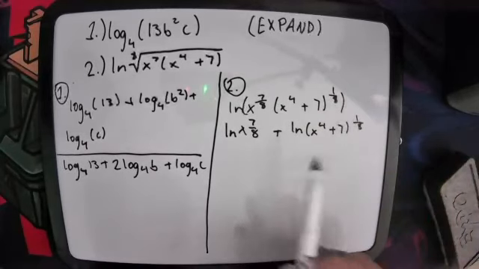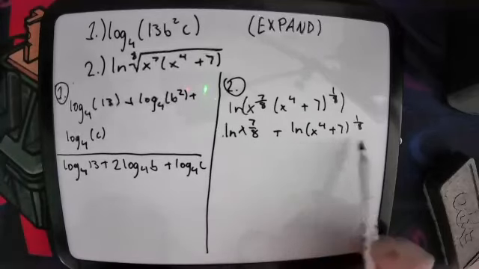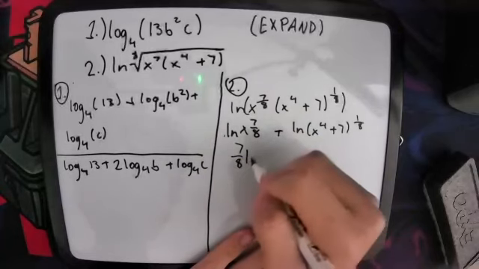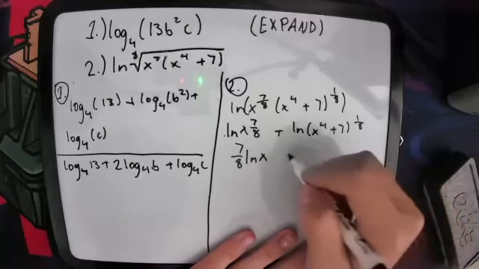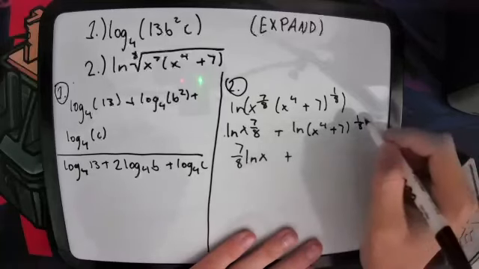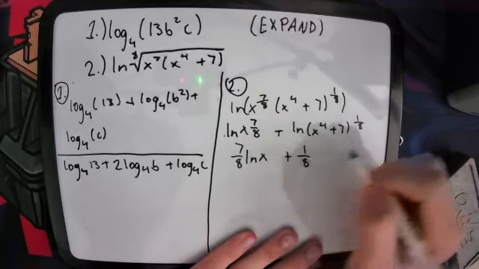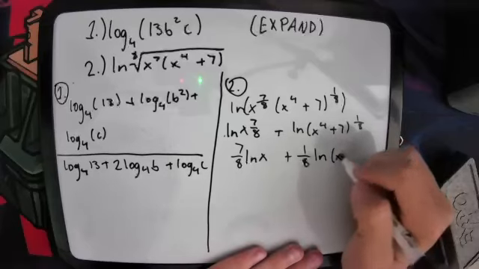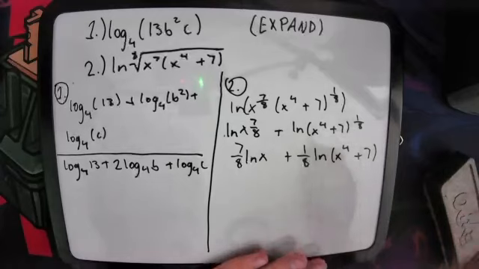According to the power property of logarithms, we could rewrite this power as a coefficient. So let's do just that. We have 7/8 times ln of x plus 1/8. I'm just dragging this power over here as a coefficient because of the power property. 1/8 times ln of x to the 4th plus 7. That is our final answer.